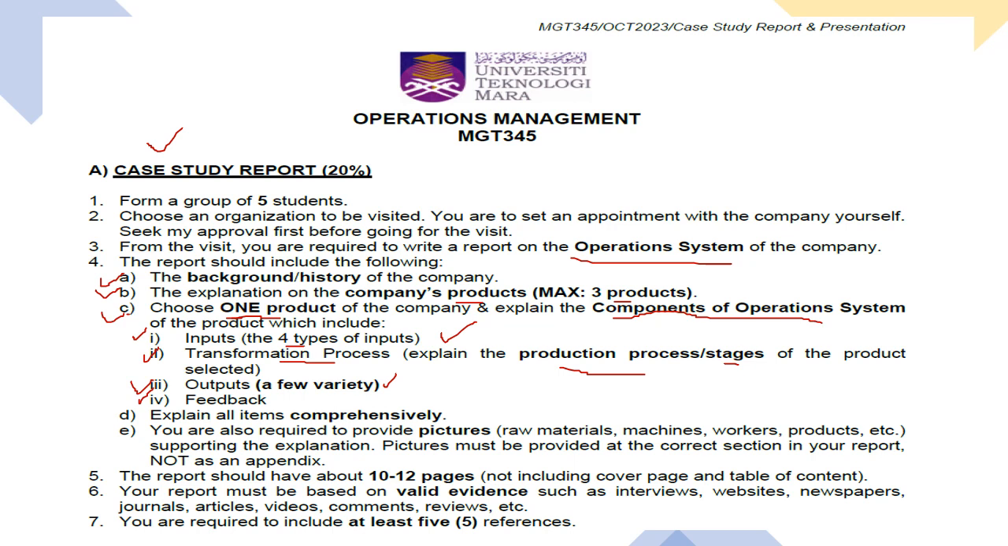And finally, you need to explain the feedback as well. So feedback, as we learned, it is the evaluation of customers on the products that have been purchased. So what you can do here is you can include the ratings or reviews given by the customers on the products that you selected. So how to search for feedback? So you can search from many sources. There are a lot of platforms that you can use to get the reviews or ratings given by the customers.